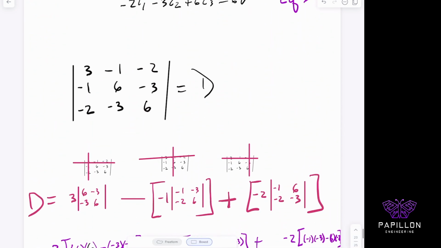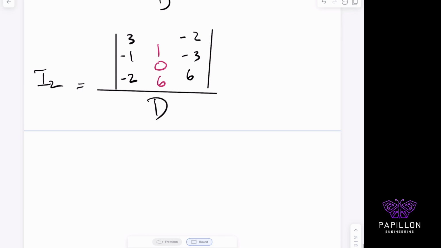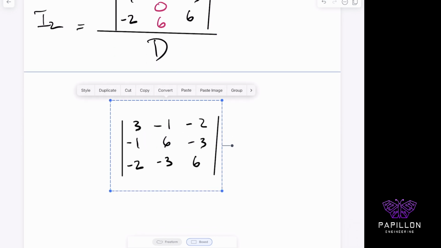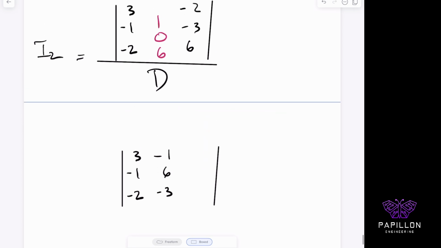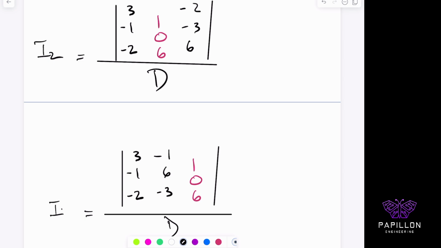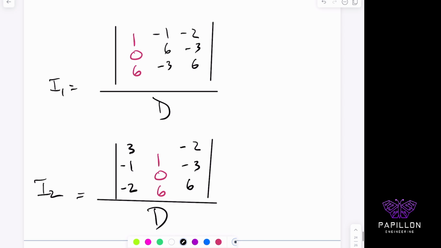Let's see here. So then finally over here, and now I remove this column. And so cut that, and then I put this in its place. And I put over D, and now I get back my values for I3. Okay, so that's how you solve these things. If I want to solve for I1, I2, I3, it looks like that.